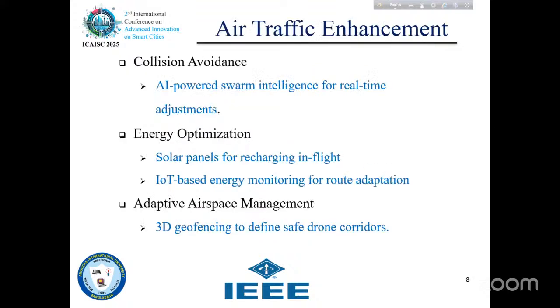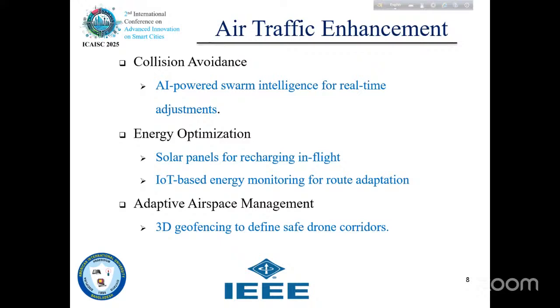The system employs AI-powered swarm intelligence for collision avoidance, enabling real-time adjustment to flight paths based on drone interactions and environmental conditions. Energy optimization is achieved through solar panels that recharge drones in flight, extending their operational range. Additionally, IoT-based energy monitoring allows the system to adapt routes based on available battery power, ensuring efficient energy use throughout the flight.